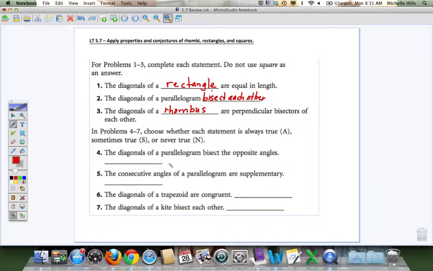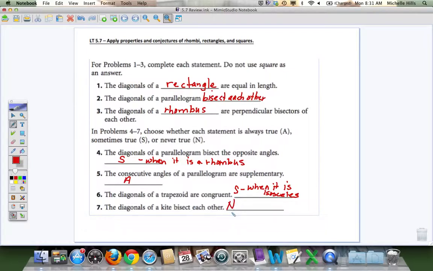Now, always, sometimes, never. Diagonals of a parallelogram bisect the opposite angles. Sometimes. And the sometimes works when it is a rhombus. The consecutive angles of a parallelogram are supplementary, always. The diagonals of a trapezoid are congruent sometimes, when it's isosceles. And the diagonals of a kite bisect each other, never.